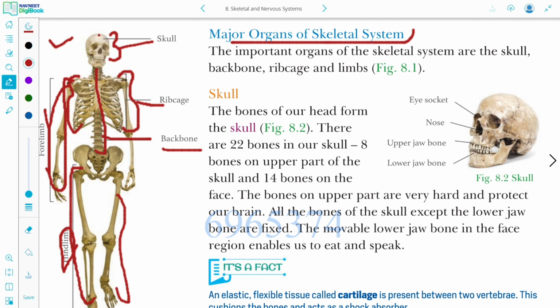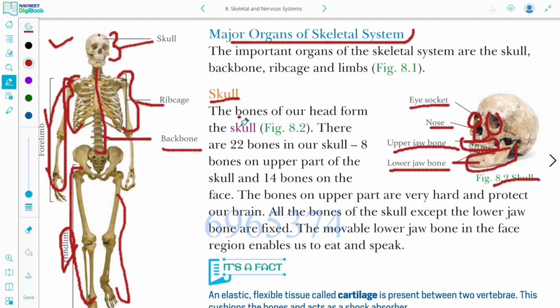Now we are going to study in detail about the skull. One organ we'll study at one time. ठीक है, so the first is skull. See, this is the diagram of the skull. In this you can see the eye socket. Then this is the nose. Then the upper jaw. This portion is the upper jaw. Then the lower jaw. This is the lower jaw.